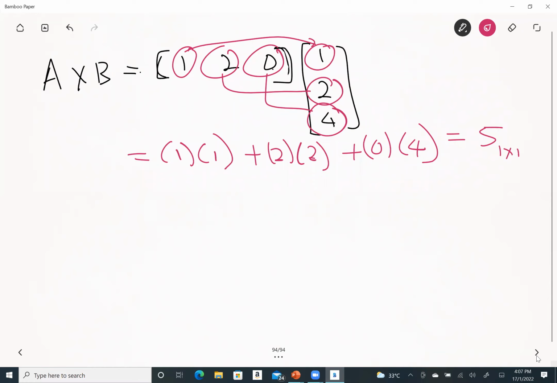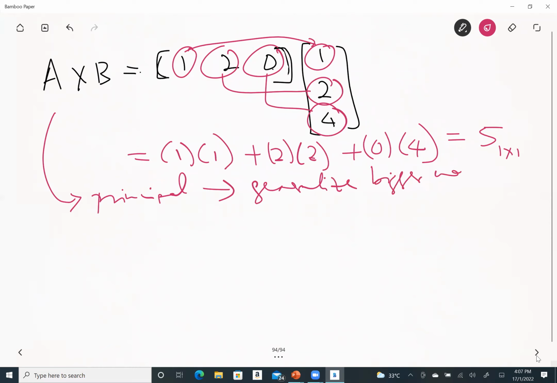So that is what you call the principle of multiplication. The row multiplied by the column. Okay, row matrix, column matrix. So you can generalize this. So this is the principle, and we generalize to a bigger matrix, n by n. An n by n matrix consists of what? Consists of row matrices. Row, column, column, column. All right. So that is the principle.